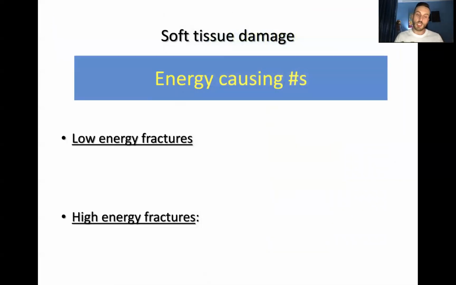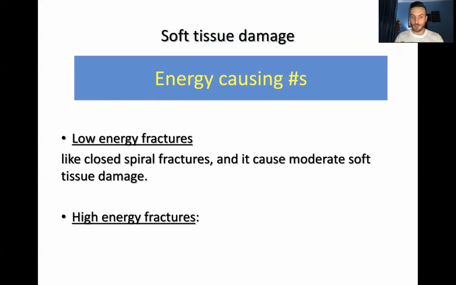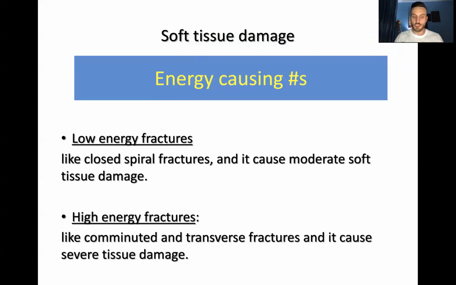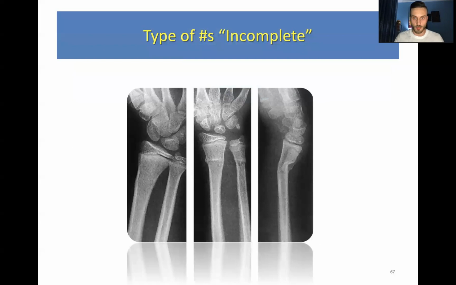You have to know whether it's low energy or high energy trauma. Low energy is like spiral when you have rotation. It's moderate soft tissue injury. High energy, like comminuted or transverse fracture, will cause severe soft tissue injury. Soft tissue means the muscles, the nerves, the arteries, the skin, whatever. They will have much damage because of the high energy trauma.